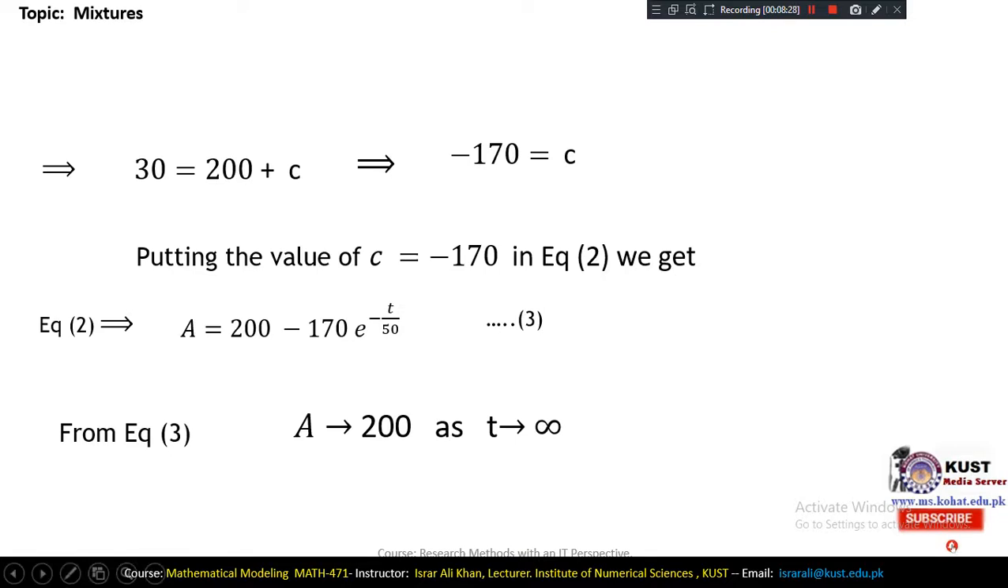And in this solution, we again can see that the right hand side contains two terms. The one is the steady state term, which contains no t, and this one is the transient term, which depends on t. When t is very large, then A would become 200. After a very long time, the amount of salt in that mixture will be 200 grams.